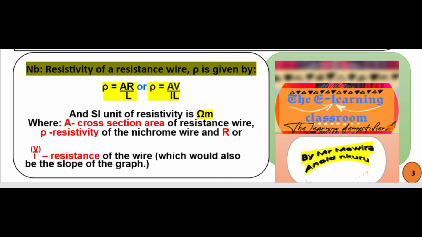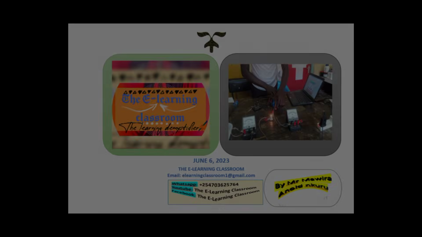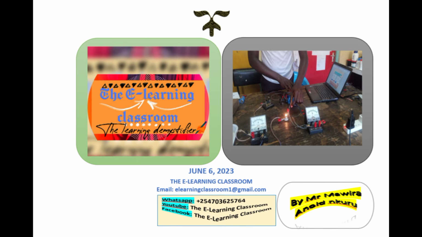And it's important to note that if you have drawn a graph of voltage against current, then V over I will be the slope. Then A still remains the area, and L remains the length. So in this case, you can get the resistivity by replacing the values, and the value will be given in ohm meter. So that is all about the second topic on cells and simple circuits, and also current electricity.